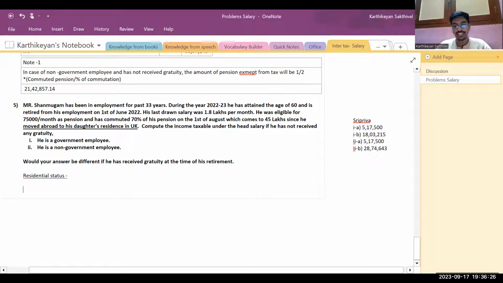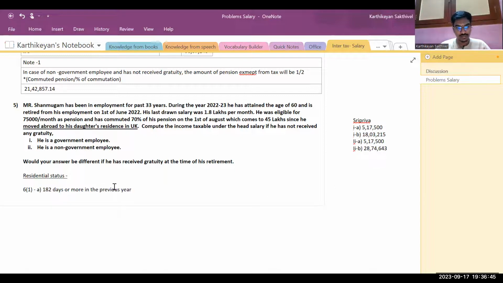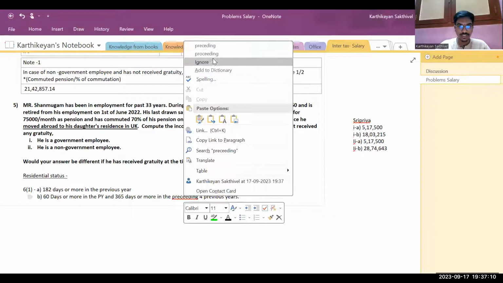So what are the conditions given in 6(1)? 182 days or more. This is the first condition. Next, 60 days or more in the previous year and 365 days or more in the preceding 4 previous years. Correct? So there are some exceptions to this.